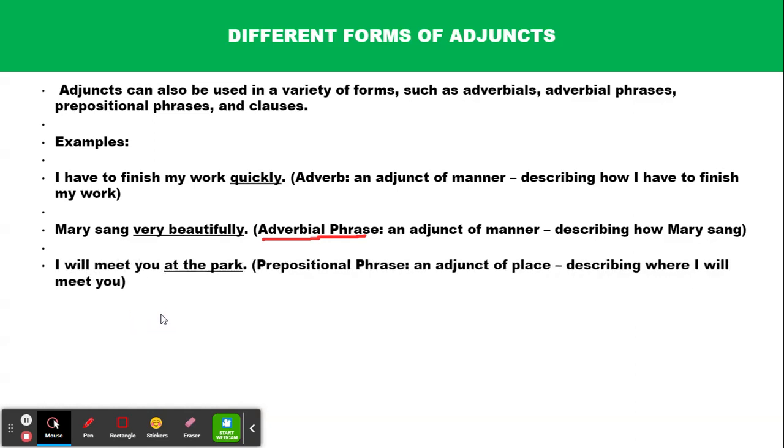Now, let's look at the next example. I will meet you at the park. The adjunct here is at the park, and it's a prepositional phrase constituting an adjunct of place describing where I will meet. I will meet you. Okay.